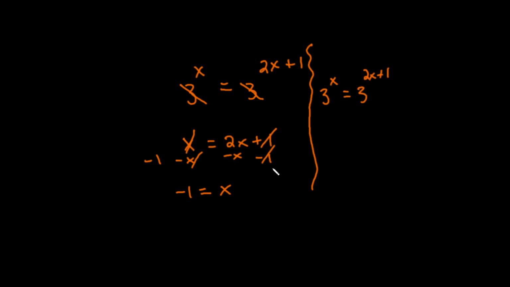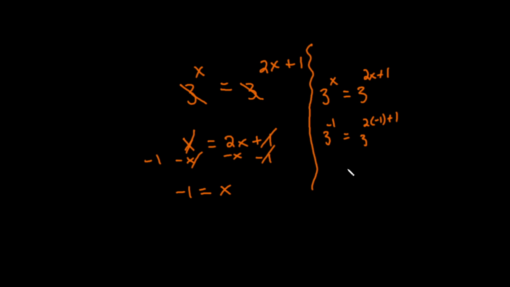Okay, so based on the answer we just got here, x should be -1. These two should be equal to one another, right? So 3 risen to the -1, we're just plugging in -1, is equal to 3 risen to the 2 times -1 plus 1.